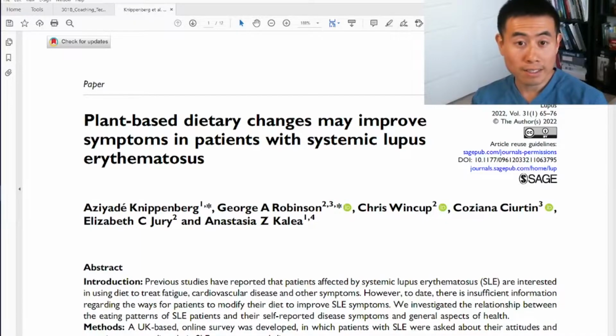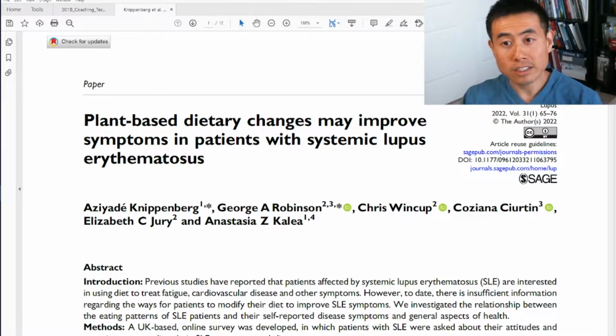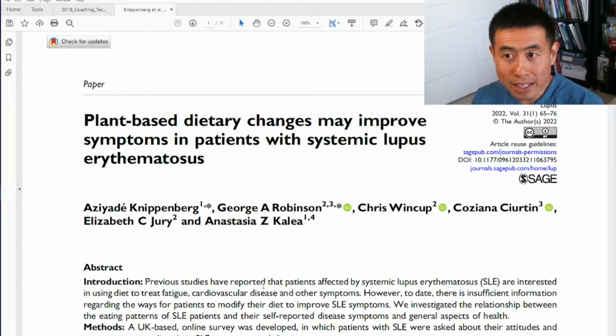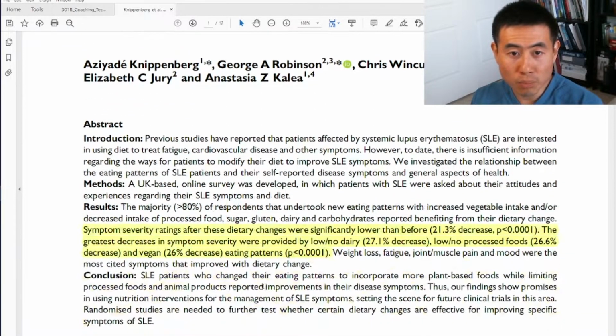But what about diet? Diet is so important, and we need to talk about that, and that's not talked about enough in rheumatology. So we're going to be focusing on this study today. The name of the study is Plant-Based Dietary Changes May Improve Symptoms in Patients with Systemic Lupus Erythematosus. This was a study done out of the UK and in the Journal of Lupus.